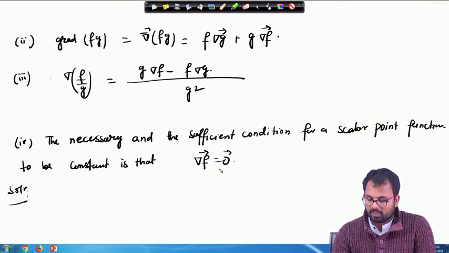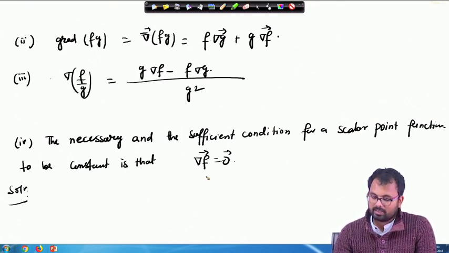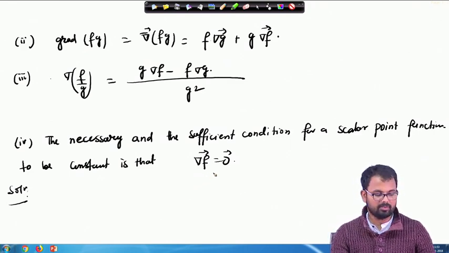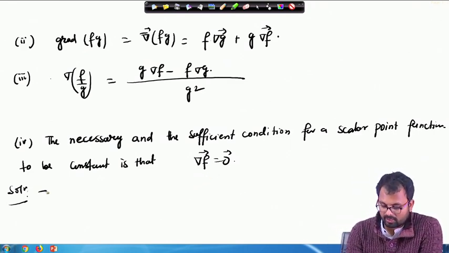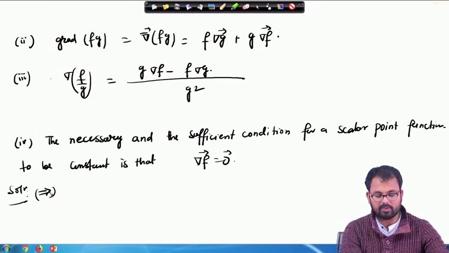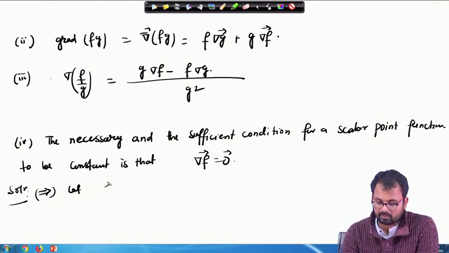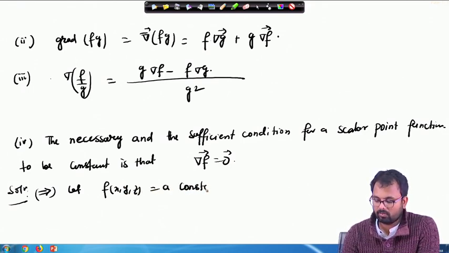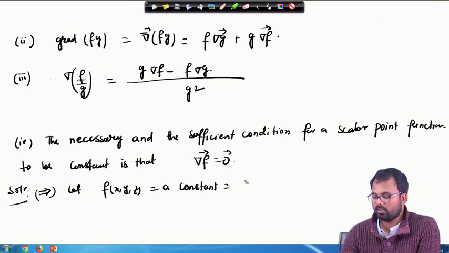All right. So, the necessary condition is that if we have a constant function, then the gradient would be 0. So, it is very easy. So, necessary condition, this implication. It is very easy to see if f is constant. So, let f(x, y, z) equal a constant. I call this constant c.